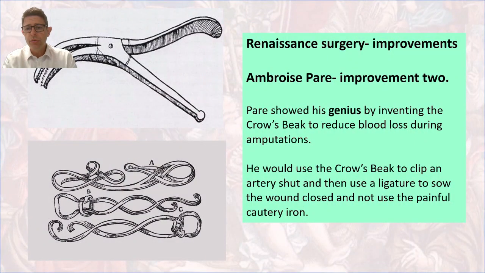His improvement number two was his crow's beak, and he's a bit of a genius for inventing this, yeah? So the crow's beak would be for sealing an amputation. So you cut a leg off, you then use the crow's beak to shut the artery closed, and then you use a ligature to sew up the artery. So you're not using cauterization anymore to close the wound, you are using a ligature, and you're stopping the blood loss with the crow's beak.